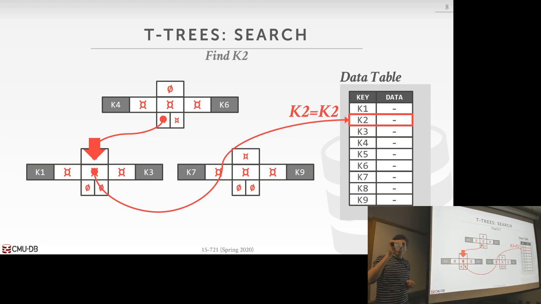Yes? Why three keys? Why three in this example? Because it fit on the slide. Well, no, sorry, I meant per node. Oh, so there's nothing in the original specification of the T-tree that says you have to have three. To make it fit, I put three. You could have five, you could have 20, whatever. It doesn't matter.